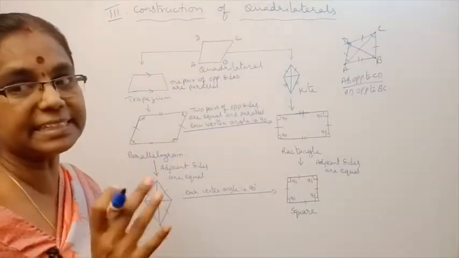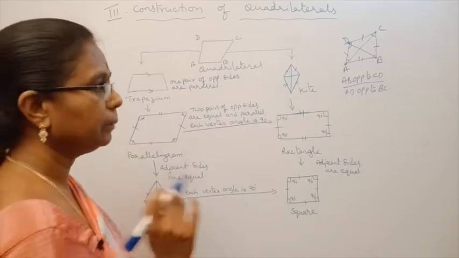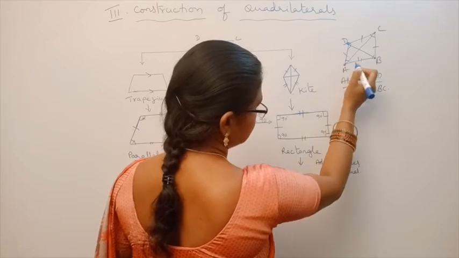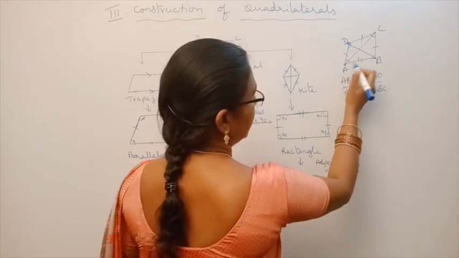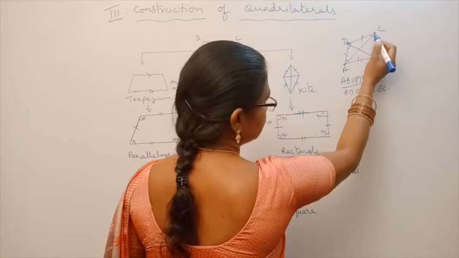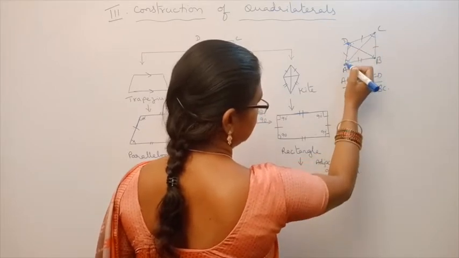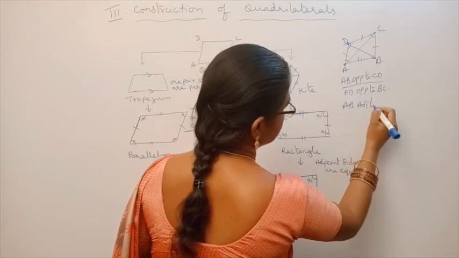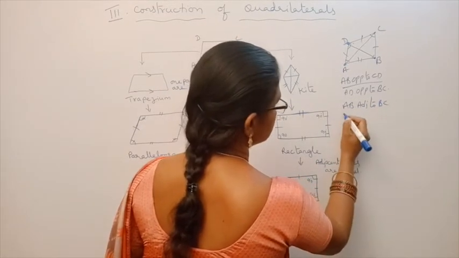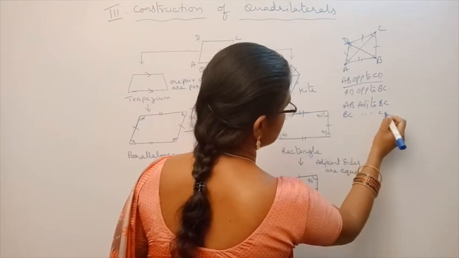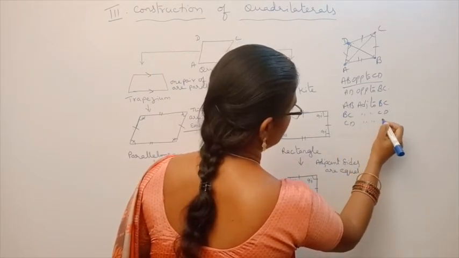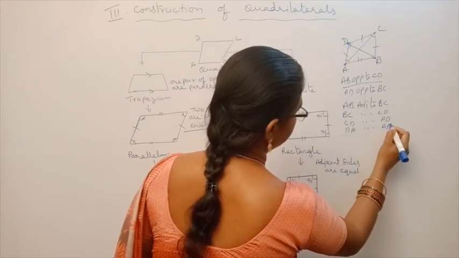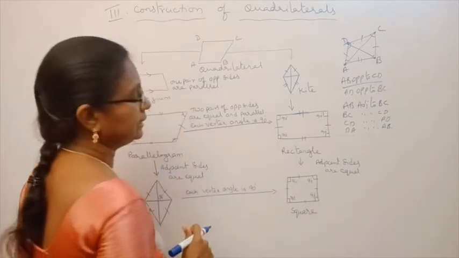Opposite sides means the sides never meet. Then adjacent sides means side by side. AD is adjacent to AB, AB adjacent to BC, BC adjacent to CD, CD adjacent to DA. These are the opposite sides and adjacent sides.